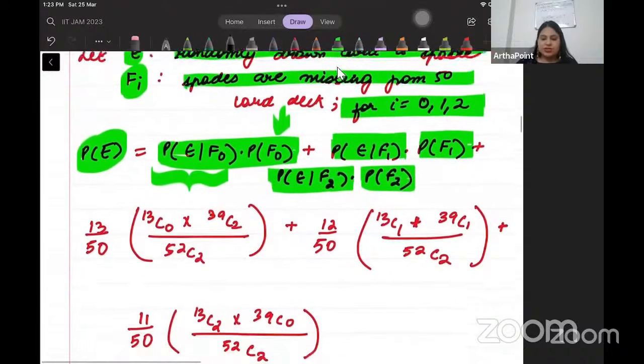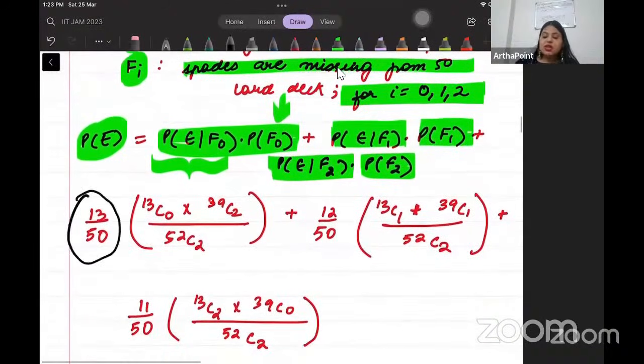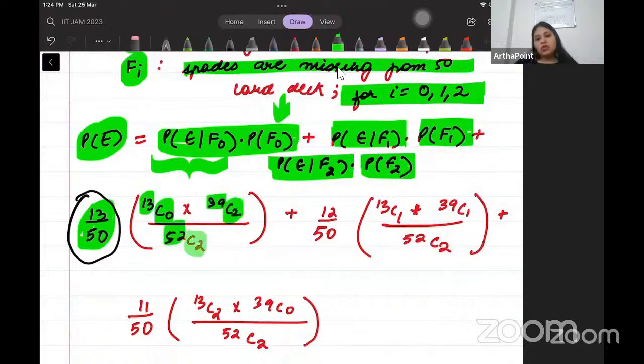Let us go ahead and find this out. This is when I missed 0 spade cards. So I have all the 13 spade cards intact. Out of the deck of 50 now, 2 cards are missing. So it will be 13 by 50, into, when will that happen? How many cases can be formed where I missed 0 spade cards? Well, I know there are 13 spade cards. So out of 13, I missed 0, 13C0. Out of the remaining 39, I missed 2, and divided by, out of total 52, I missed 2.